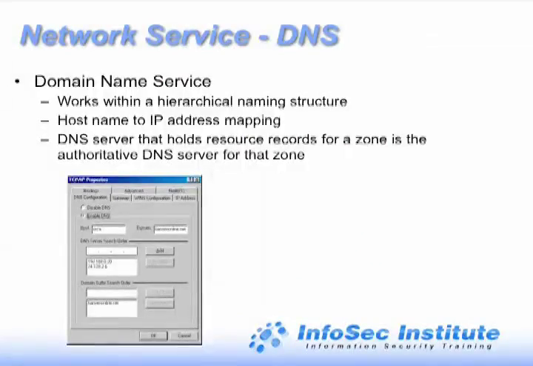Okay, DNS. It's the Domain Name Service. It works within a hierarchical naming structure. Basically a host name to IP address mapping. The DNS server holds the records for the zones, things like that, for the authoritative DNS server as well. It also has MX records, which are your mail records. It has NS records, which are name server records for the domain, and also what are called A records. Does anybody know what an A record is in DNS?